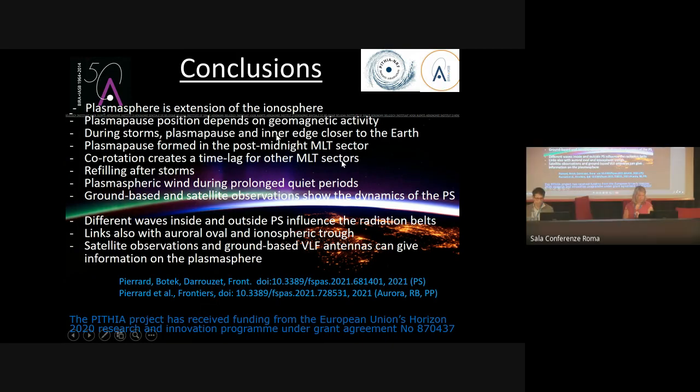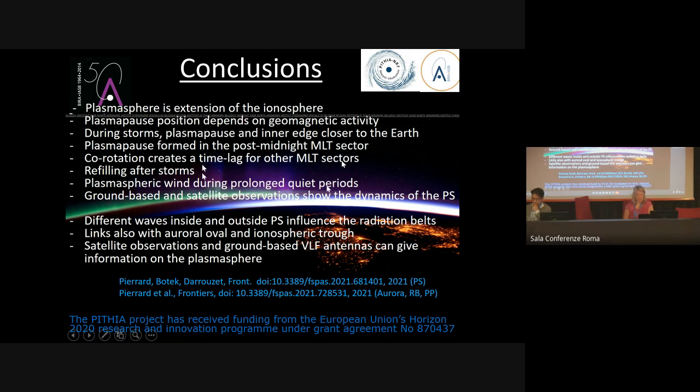So, to conclude and summarize, the plasmasphere is the extension of the ionosphere. The plasmapause position depends on the geomagnetic activity. It's closer to the Earth when the activity is high, during storms but also substorms. It is formed mainly in the post-midnight sector, where the sharp gradients are observed. And so that's why you have a time lag in the other MLT sectors before the plasmapause is transmitted in these regions. After the storms, you have refilling from the ionosphere, which typically takes 3 days.